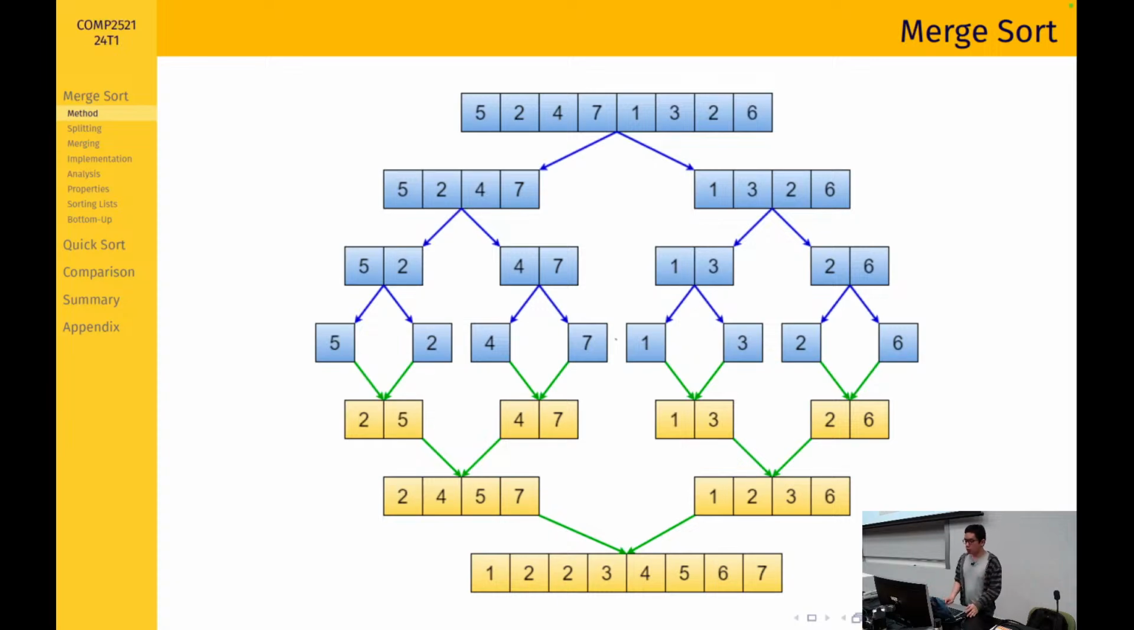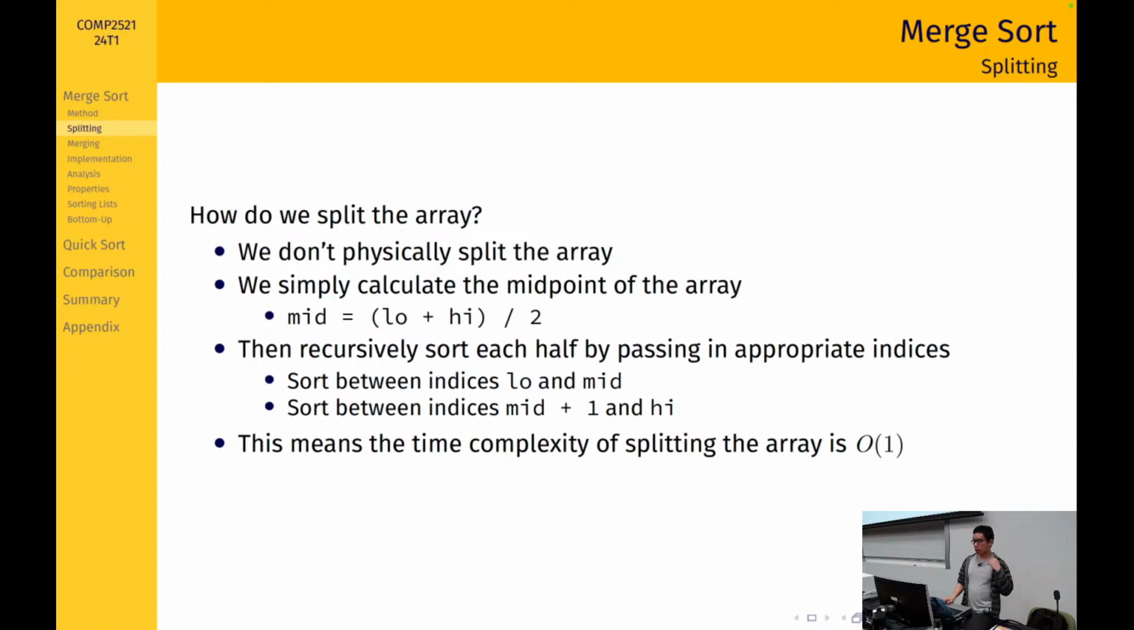Okay, so now let's go into a bit more detail about the splitting and merging. How do we actually split the array? Well, when I say splitting, I don't mean we physically split the array into two parts or create two new arrays. We don't actually do any of that. What we actually do is calculate the midpoint of the array, and then we recursively call the function on each of the halves by passing in the appropriate indexes. So we calculate the midpoint, that's low plus high divided by 2.